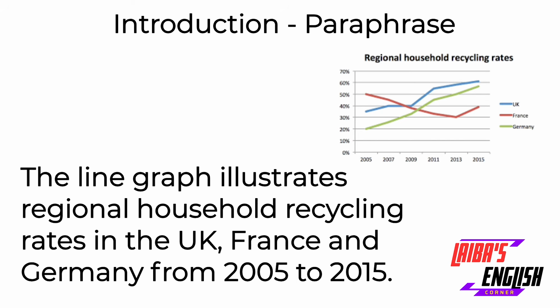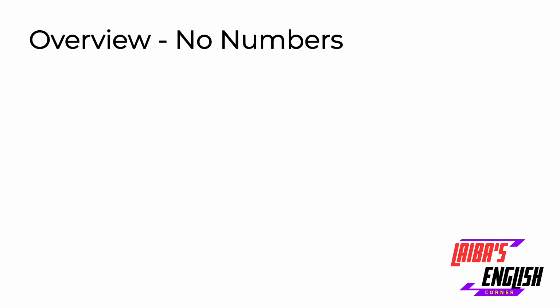Shows is replaced by illustrates, and regional household recycling is written above the chart. And where three countries are written, we are going to write the names of the three countries, UK, France, and Germany. And instead of between, we are going to write from 2005 to 2015.